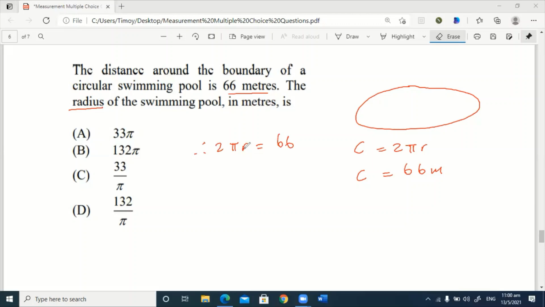What is happening to the radius here? The radius is being multiplied by 2 pi. So we can do the opposite, which is to divide both sides by 2 pi. So here you realize that 2 pi will cancel 2 pi. That leaves you back with just r, which is the radius. And you can see that 2 into 2 here is 1. 2 into 66 will give us 33. So our final answer here is going to be 33 over pi. Which answer is that? That's going to be C here.